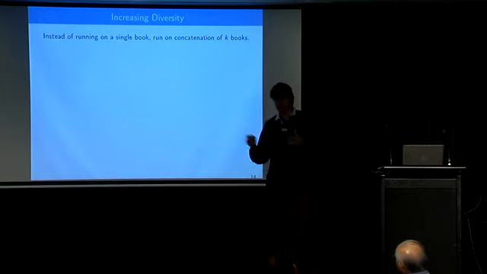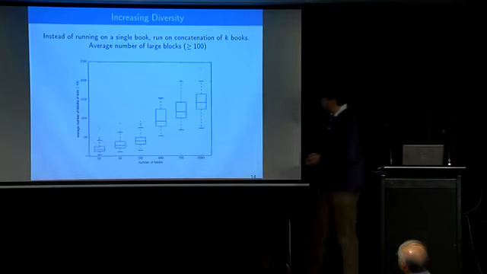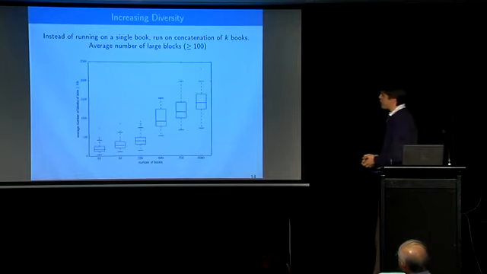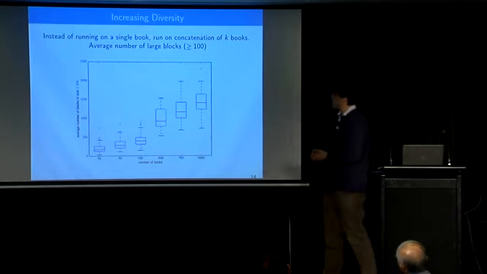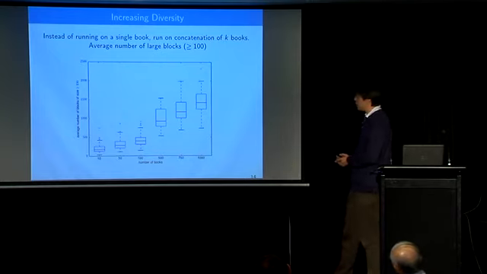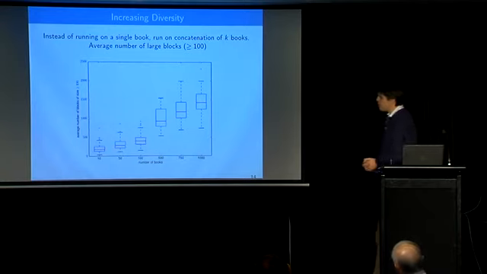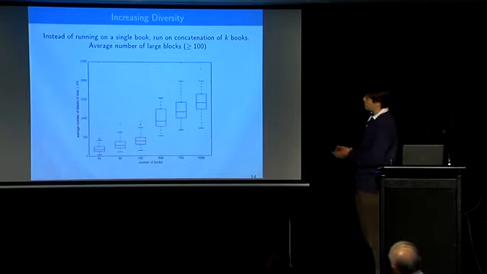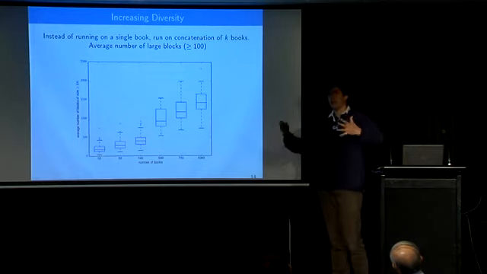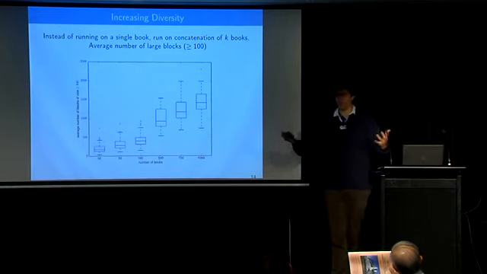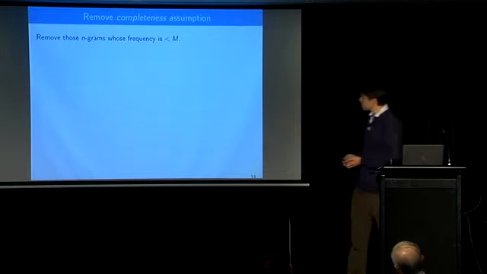So the average size of your blocks actually decreases because you have many more small ones. But this plot here shows you the average number of large blocks, where I just decided the large blocks are blocks which have more than 100 words. And what you can see is that the number of these large blocks, this is for 5-grams again, keeps increasing. So you give me more and more data, and I can find larger and larger blocks which now have to occur in the data.